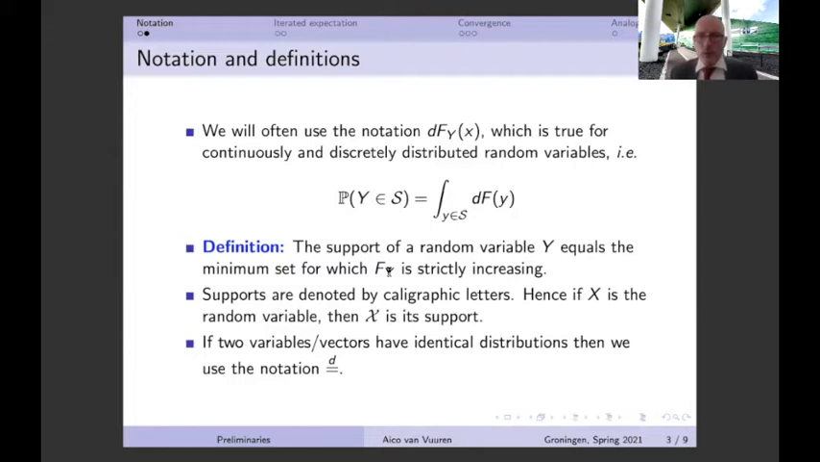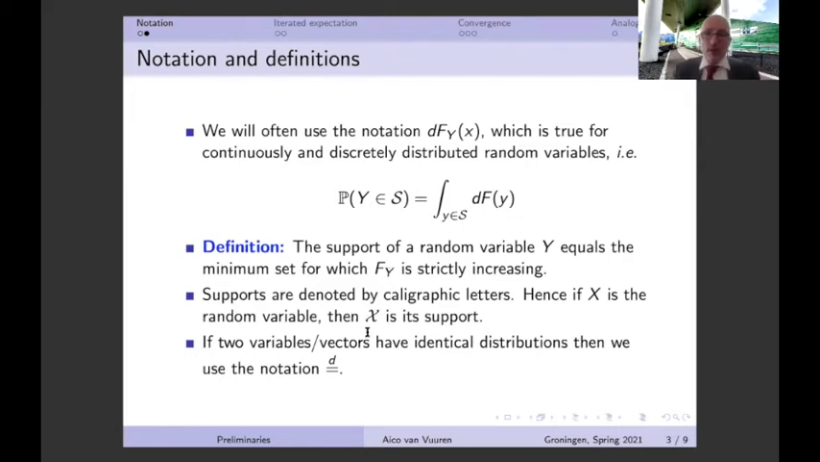Of course, this also works when we have a continuously distributed random variable, but then we cannot look at the mass points; we simply have to look at where the distribution function is increasing. That's the support. So that means, for example, that for a normal distribution, the distribution function is increasing everywhere, so the support is simply equal to the whole real line. When we look at the uniform distribution between 0 and 1, then that interval is our support.